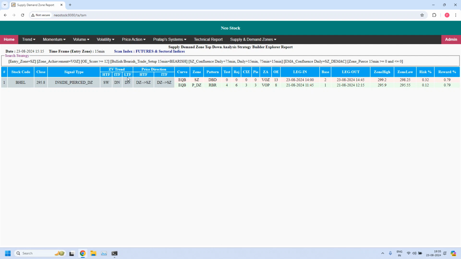Here 15 minutes, 75 minutes and daily supply zones are having confluence. So the zone is supply zone and the trend is sideways. Definitely you can take a short trade here, according to the sideways trade setup. At the same time, according to the bearish trade setup, ITF trend, that is 75 minutes trend, is down. That way also you can take a trade, either side.